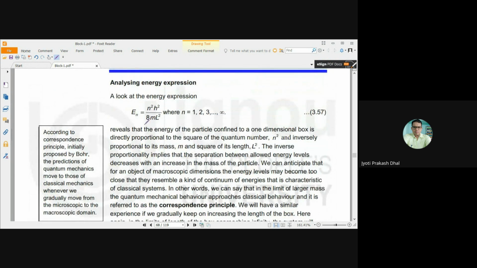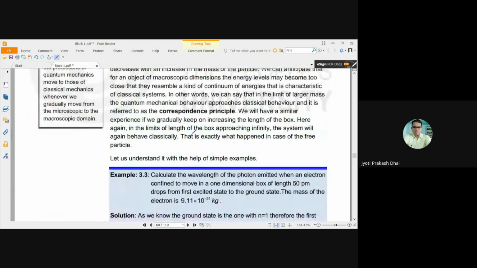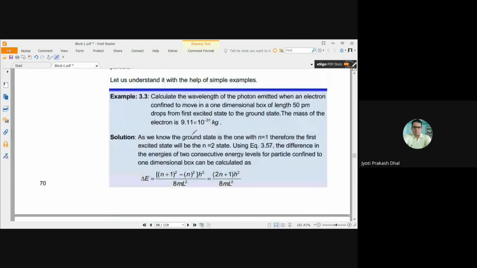And again, we see the energy expression En equals n square h square divided by 8 m L square, for the values of n to be 1 or 2 or 3, etc. Now another question: calculate the wavelength of the photon emitted when an electron confined to move in a one-dimensional box of length 50 picometer drops from the first excited state to the ground state. The mass of the electron is given.